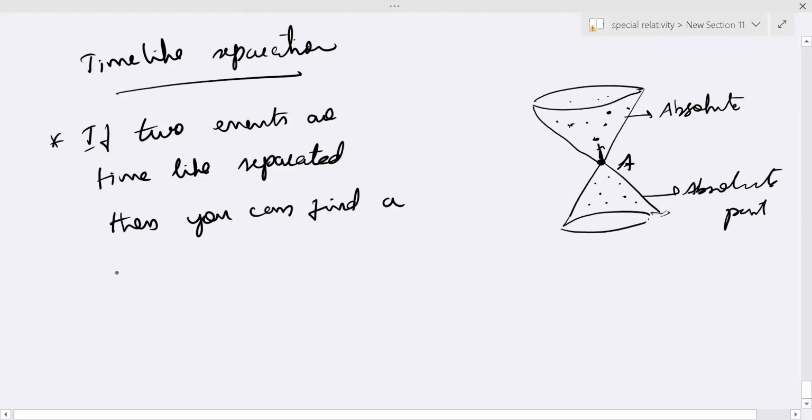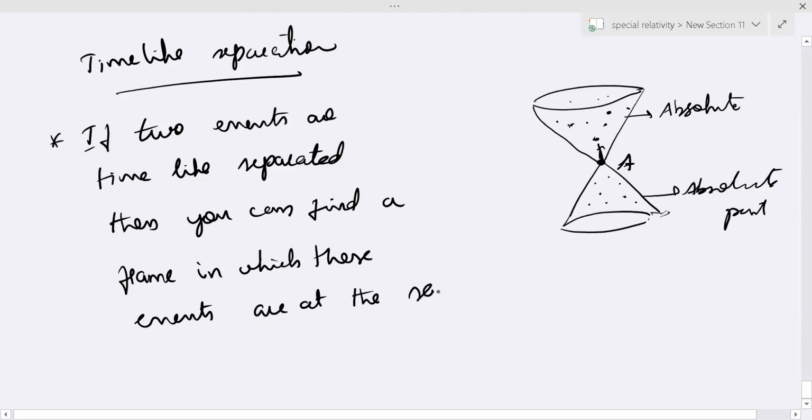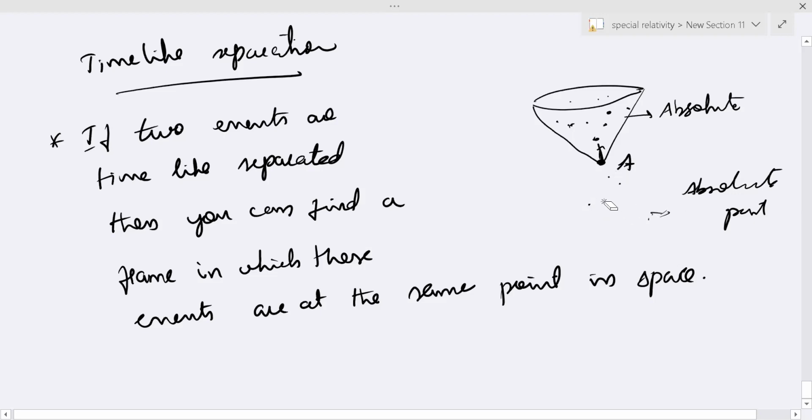You can find a frame or coordinate system in which these events take place. These events are at the same point in space. Okay, so we can always find an inertial system in which these two events are at the same point in space. But you can never find a coordinate system in which these events happen simultaneously. No, that doesn't happen.